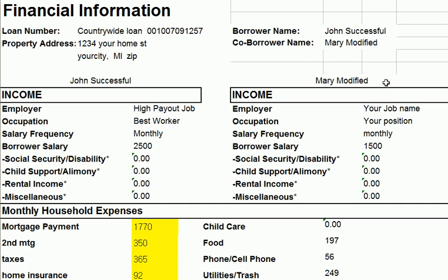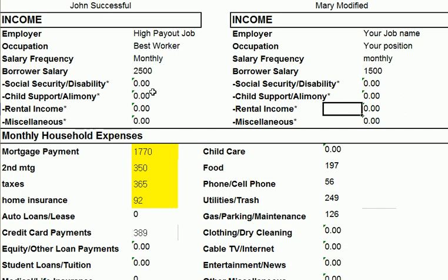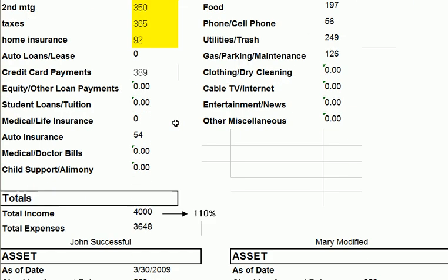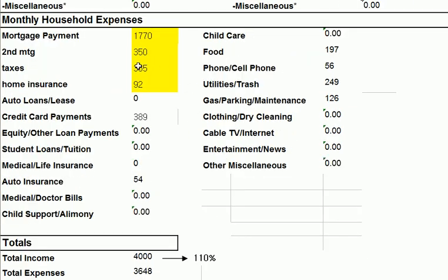Here you have the income for the borrower, and here the income for the co-borrower, with all the possible incomes for each. Now let's move on to the expenses. Here is a list of the expenses, this list and this list. Now let's analyze this a little bit.